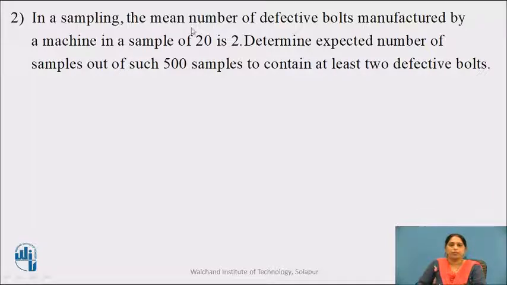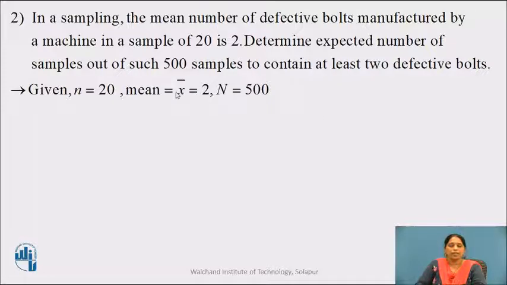In a sampling, the mean number of defective bolts manufactured by a machine in a sample of 20 is 2. Determine the expected number of samples out of such 500 samples to contain at least 2 defective bolts. Here small n is given as 20 because the sample is of 20. The mean is given as 2. There are such 500 samples, so capital N equals 500.